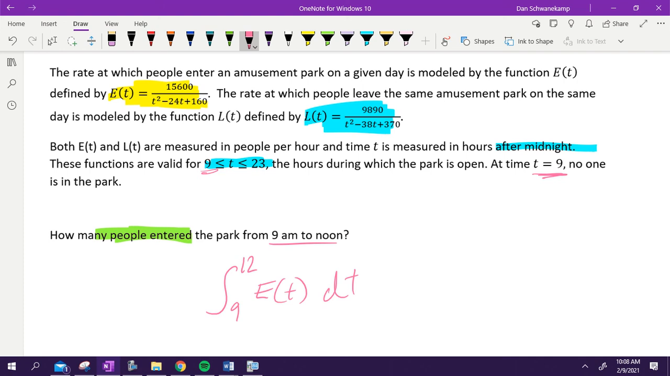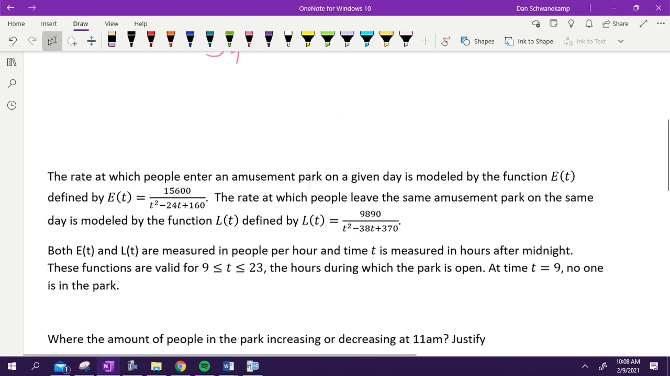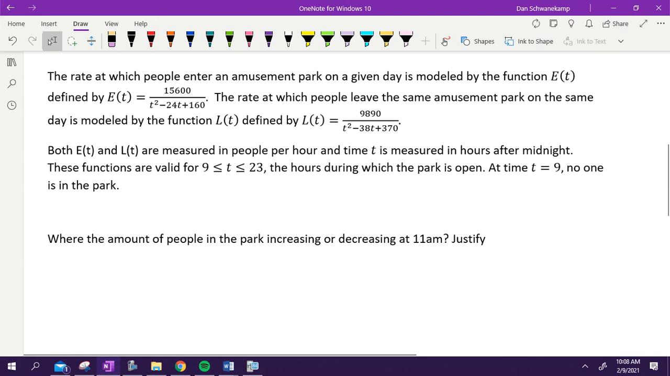Let's say that there were 50 people in the park to start the day. Would I need to take that plus 50 here? No, because they're already there. That's not answering the question. How many entered? They were already there. If I want to know how many people were actually in the park, I would. Same setup. Everything's the same.